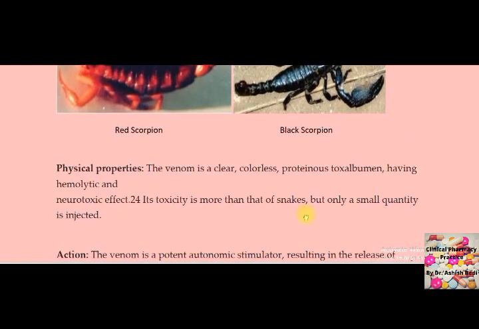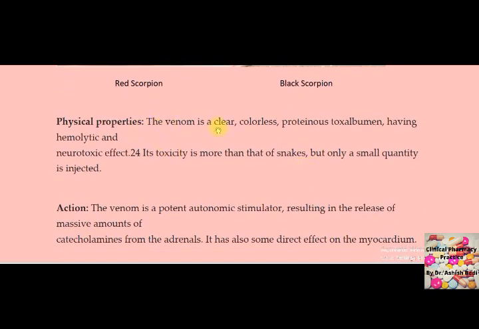Okay. What are the physical properties? The venom is clear, colorless, proteinaceous toxalbumin, having hemolytic and neurotoxic effect. It causes a hemolytic effect as well as a neurotoxic effect. Always remember, it has the hemolytic as well as neurotoxic effect.